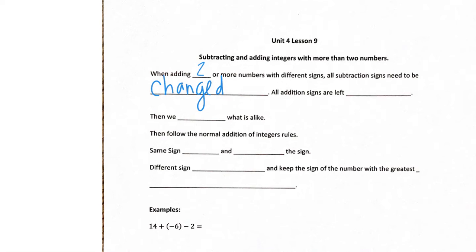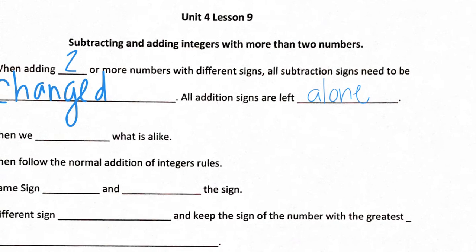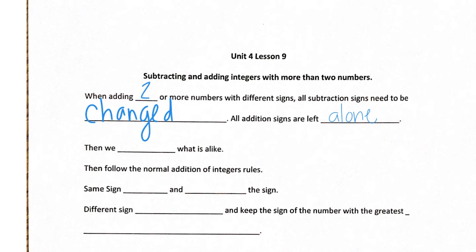You know how we had keep, change, change? You're going to have keep, change, change, change, change if it's subtraction. Only for subtraction. All addition signs are left alone. Leave them alone. We're not going to go change addition. We are only going to change subtraction. Okay, so if you see an addition sign, you shouldn't then go and change it to subtraction. No, no, no. Okay, keep addition alone. Change the subtraction.